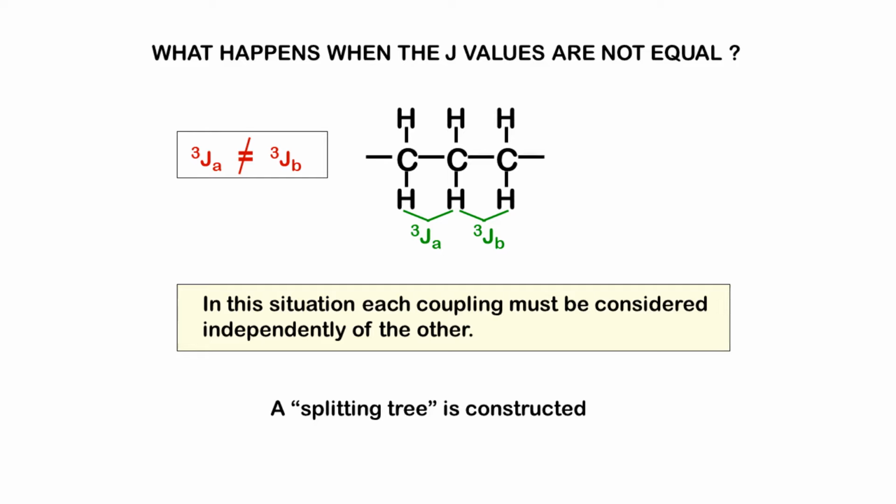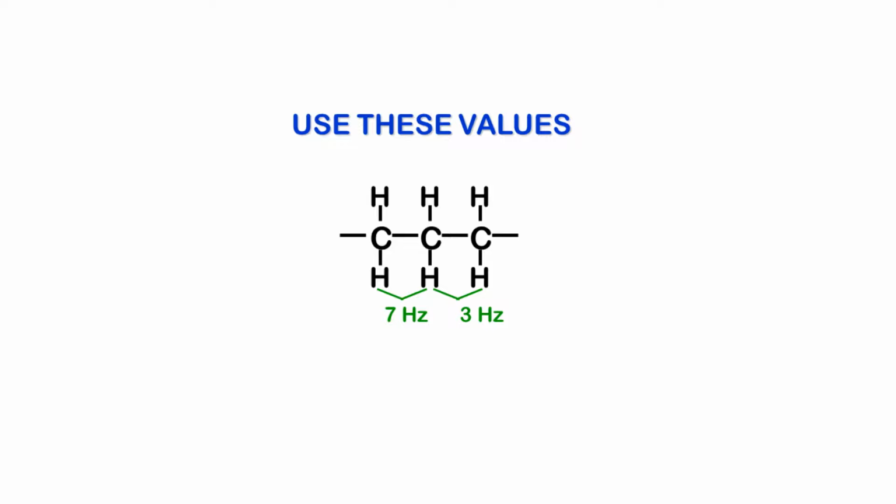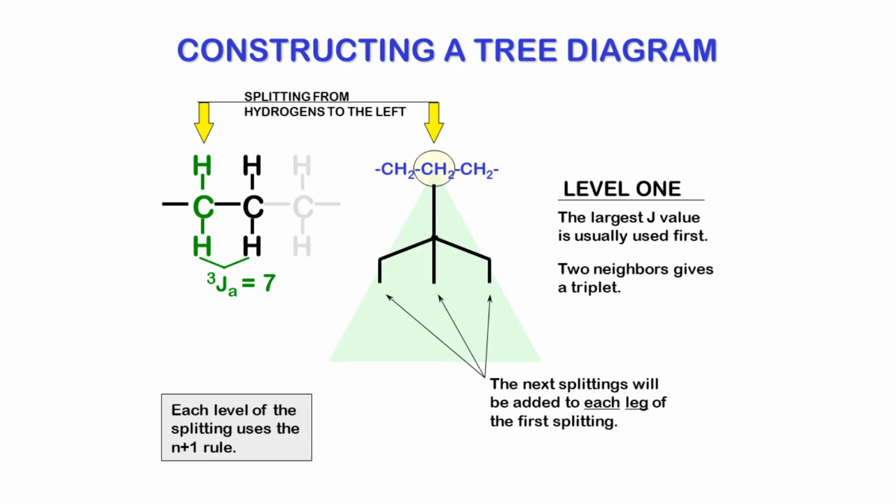When the J values are not equal, each coupling must be considered independently. This situation requires constructing a splitting tree to analyze the couplings. Let's use these specific values, 7 Hz and 3 Hz, to construct our tree diagram. To construct a tree diagram, start with the largest J value first. For example, with a J value of 7 Hz, two neighbors give a triplet.